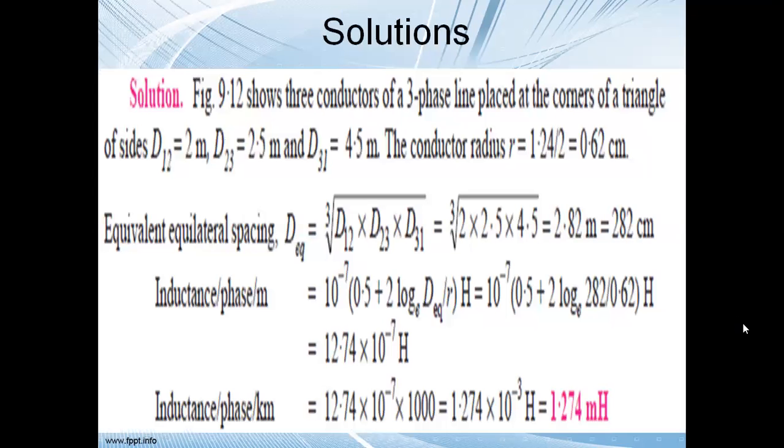The diameter of each conductor is 1.24 centimeter. Now for this particular configuration, the formula is 10 to the power minus 7 times (0.5 plus 2 log D equivalent by r). Yes or no? Yes, sir. D equivalent, that is Dm, is the cube root of the three mutual distances. If we substitute the value, we get 12.74 into 10 to the power minus 7 henry. If you convert it into kilometer, this will be 1.274 millihenry.